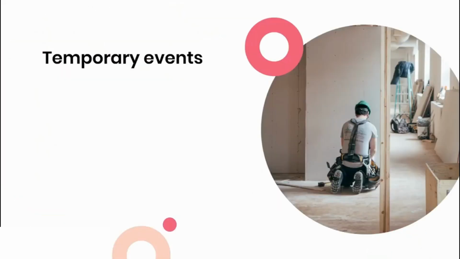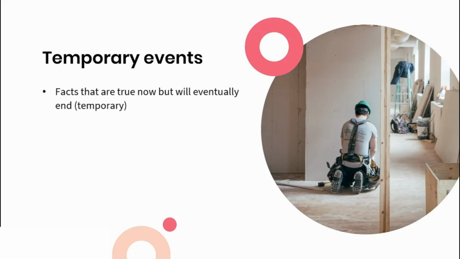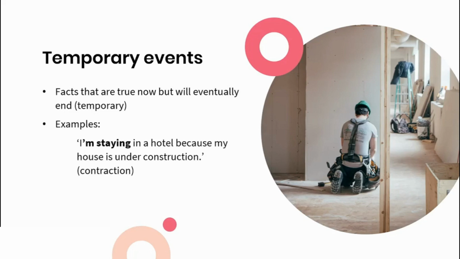The present continuous tense can also be used to talk about temporary events. In other words, facts that are true now but will eventually end. For example, I'm staying in a hotel because my house is under construction. He's studying law at Harvard. Both of these are true events or facts, but they will eventually end. In other words, they are temporary.